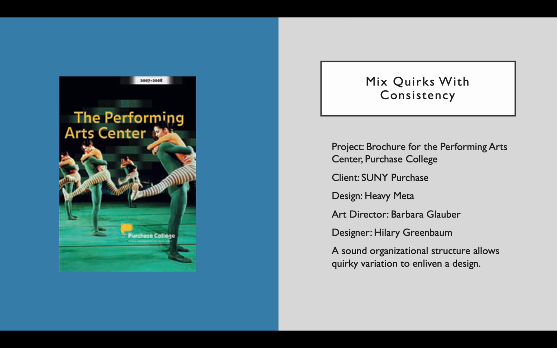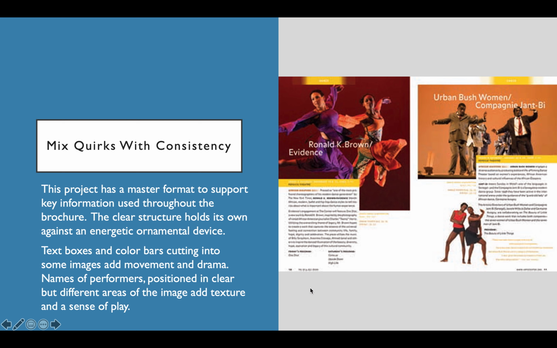So this particular piece, it's a brochure for the Performing Arts Center at Purchase College, and that's part of the New York education system. And this sound organizational structure allows for quirky variations, which makes it really alive feeling. And given that we're talking about performing arts, that's really applicable. So we've got this master format, it supports the key information, and that's kind of used throughout the brochure. So as you can see from all of these spreads here, you've got an image in the top half, and then you've got the information. But the amount of information really varies from piece to piece. But we use color, use type, use positioning in order to make it clear to the reader what's happening.